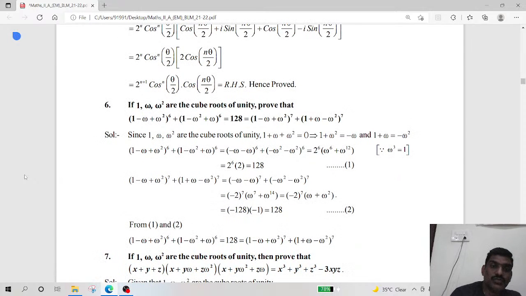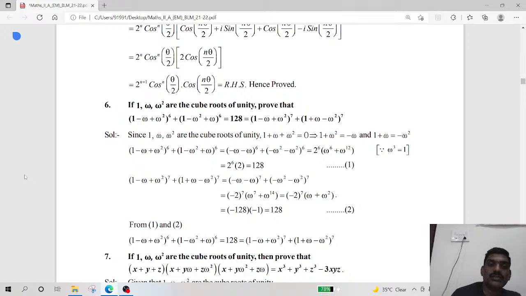Question number 6. 1, ω, ω² are the cube roots of unity. Then prove that (1 − ω + ω²)^6 + (1 − ω² + ω)^6. So here you see 1 − ω + ω². 1 + ω² is −ω. So −ω − ω is −2ω. (−2ω)^6 is 2^6 times ω^6. ω^6 is 1.